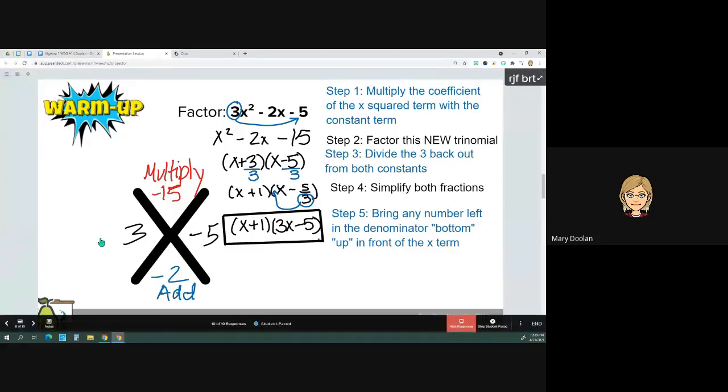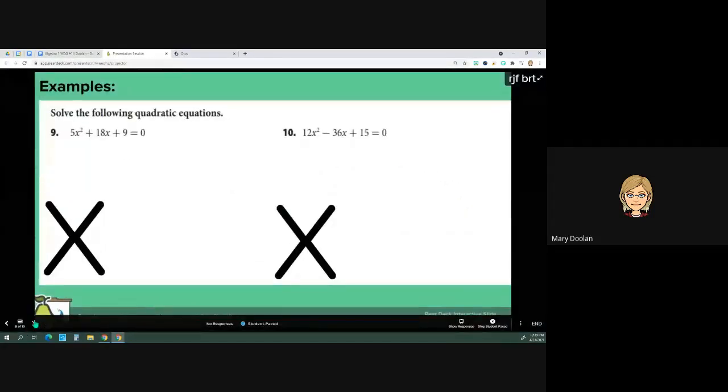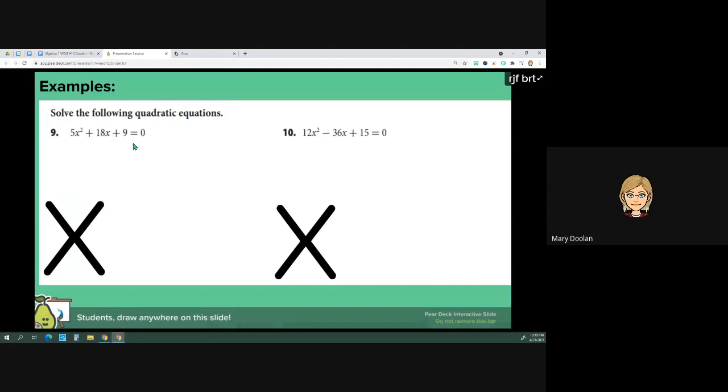And so to do that, it's kind of like what we were doing on Tuesday. So on Tuesday, you were able to solve these by factoring and then setting each factor equal to 0 because of the zero product property. So we're going to do that again, all right? But we're also going to use what we just practiced in the warm-up and what we learned yesterday.